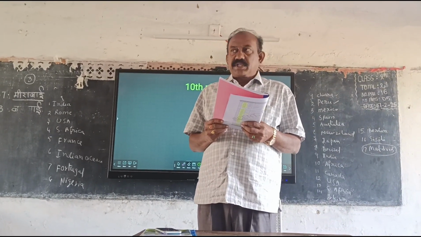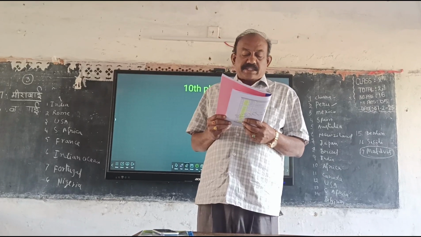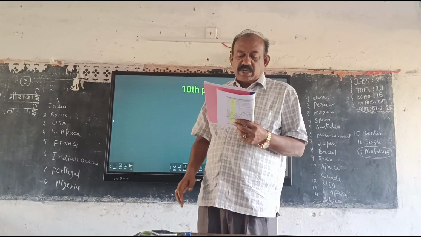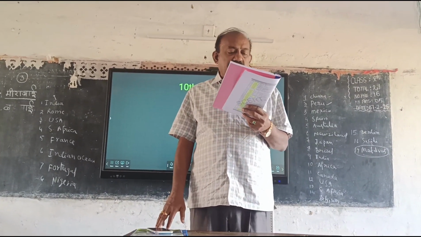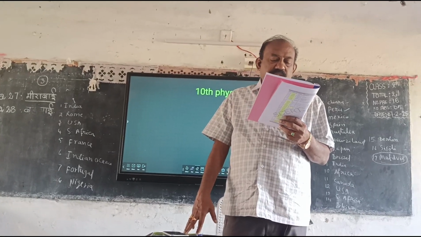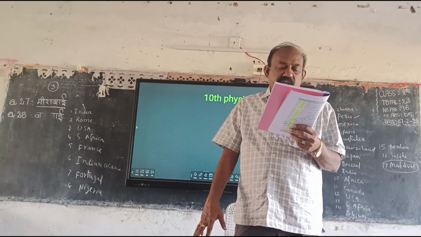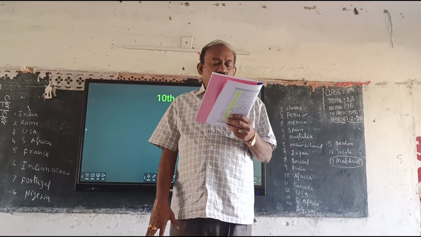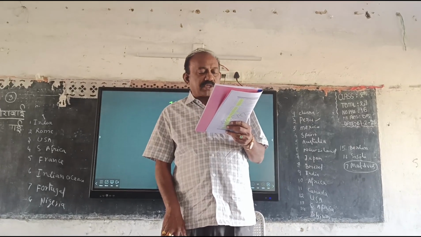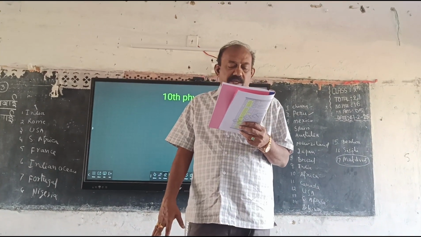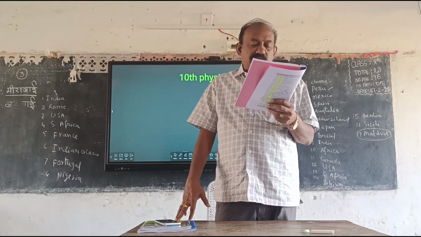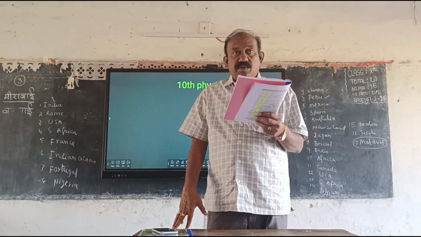Balance the following equations. Nitric acid plus calcium hydroxide gives rise to calcium nitrate plus H2O. Sodium hydroxide plus H2SO4 gives rise to sodium sulfate plus H2O. Sodium chloride plus silver nitrate gives rise to silver chloride plus sodium nitrate. Barium chloride plus H2SO4 gives rise to barium sulfate plus HCl.